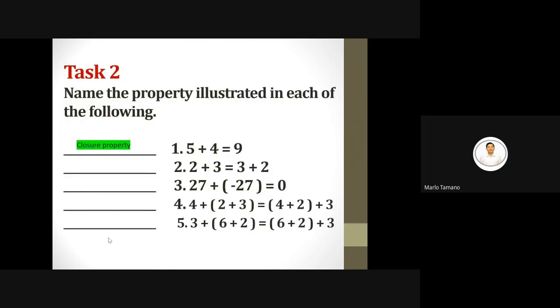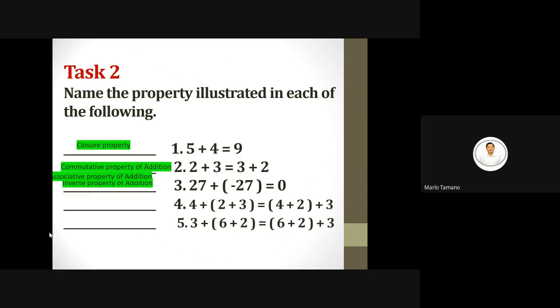It's closure property. You're correct. Next, we have 2 plus 3 is equal to 3 plus 2. The answer is yes. Commutative property of addition. How about this number 3? 27 plus negative 27. And that is inverse property of addition.